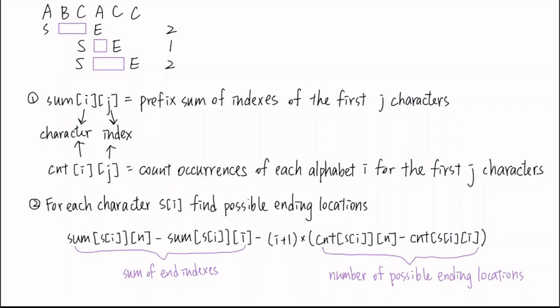So this part is just the number of characters that occur after si and have the same alphabet. And we need to multiply this by i plus 1 because we need to find the value in between. So the first section, the indexes before i wouldn't count.